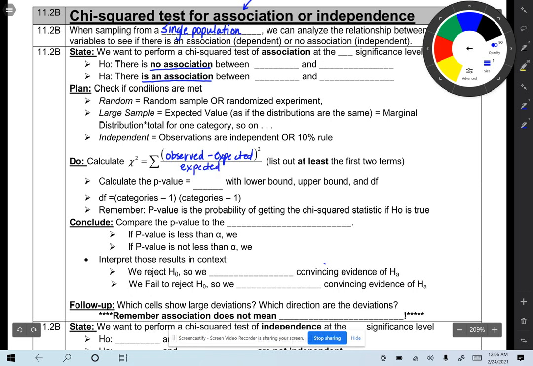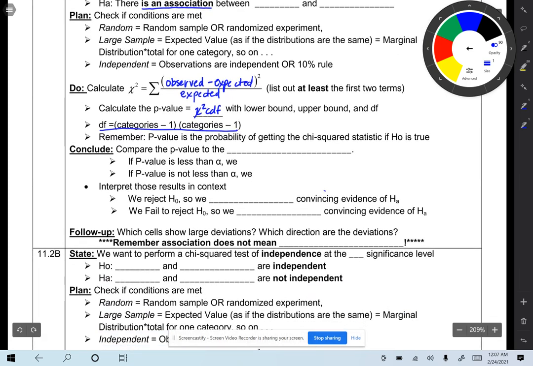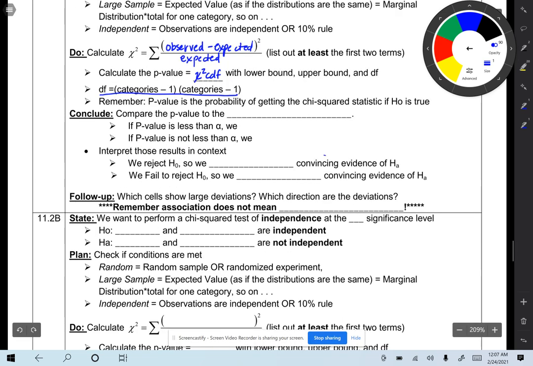List out the first two terms, calculate the p-value. So you're going to do the chi-squared CDF. And the degrees of freedom are still the same. It's the number of categories minus one in a row, times the number of categories minus one in the column. And the p-value is the probability of getting the chi-squared statistic if the null is true. I'm not going to fill out the rest of it because we've done it over and over again that you should know it. So I'm not going to go over the conclude.